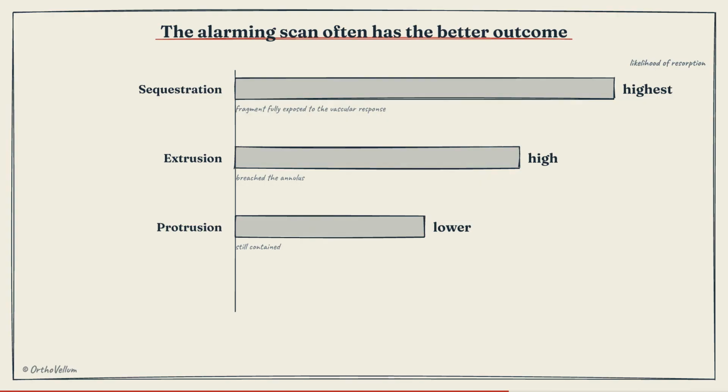The counterintuitive part is that the larger, more dramatic herniations resorb more readily than small contained bulges, because a sequestrated fragment out in the canal is fully exposed to that vascular response. So the scan that looks alarming often carries the better natural history. That is why, in the absence of red flags, early imaging is not recommended. It changes management rarely, and it frightens people frequently.